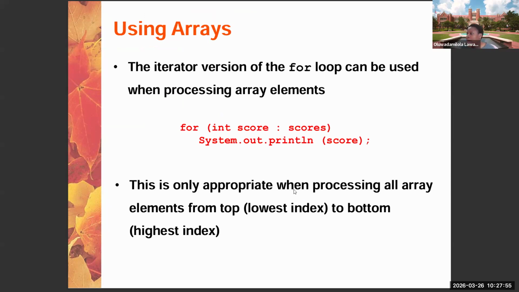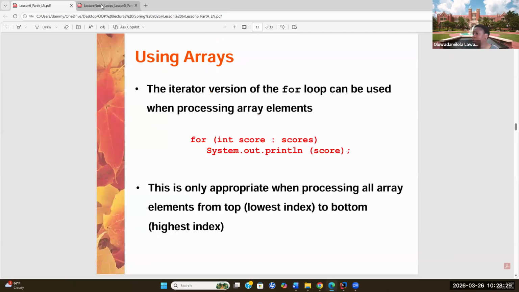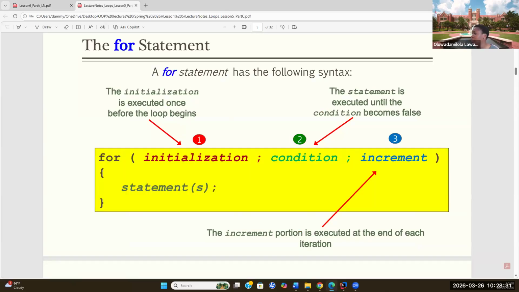And of the 3 loops, the most ideal loop for this kind of iteration, to populate our array, is always the for loop. Why do you think the for loop is the ideal loop to populate our array? Don't forget, let's go back to the syntax of the for loop.